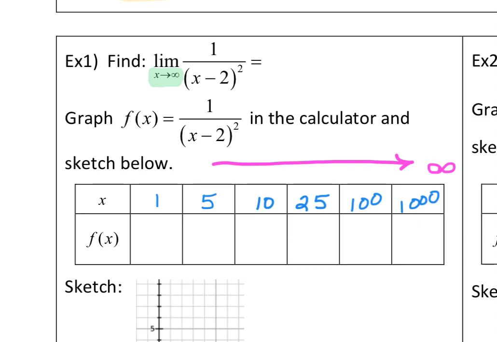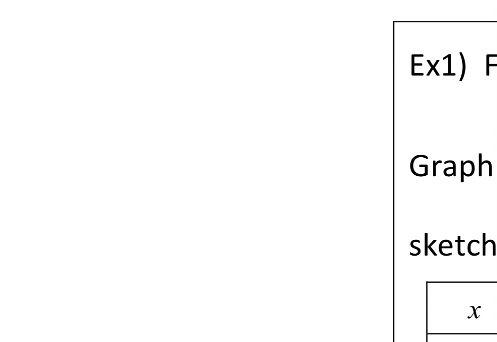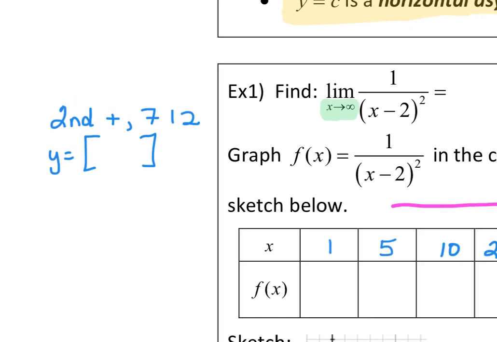But just in case you don't know those calculator steps, over here in the margin, first of all, you want to clear your calculator. So do second plus sign and then 7, 1, 2. And then you want to go to y equals and type the expression. So you want to go over here and grab this expression, and type that into the y equals. Type it as a fraction, use parentheses and the exponent and everything else.